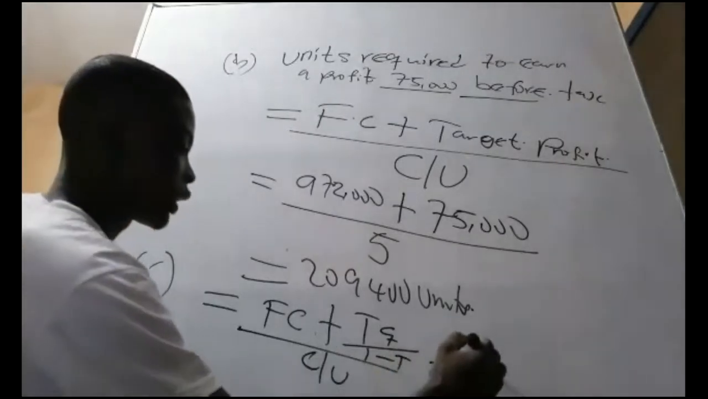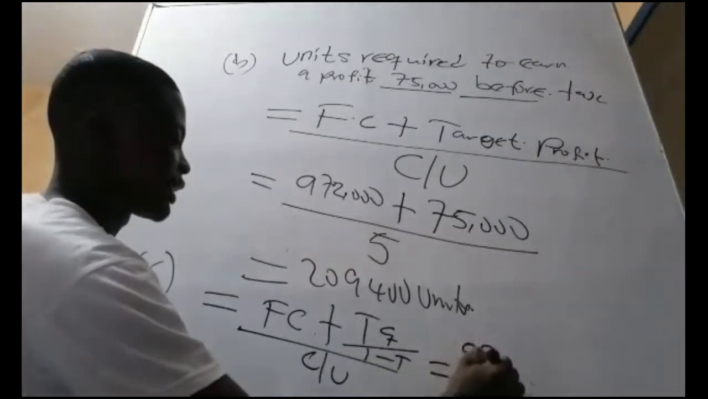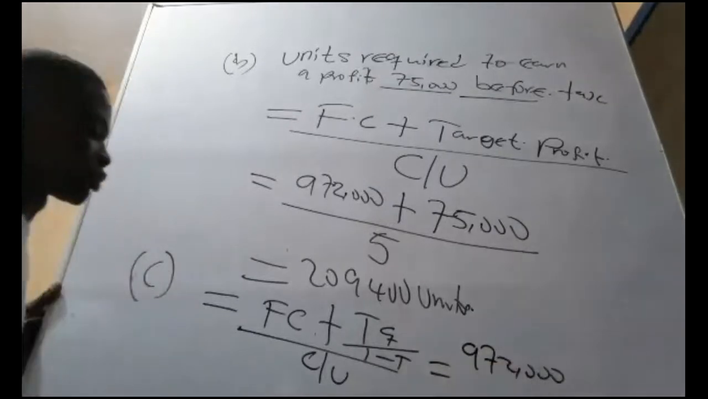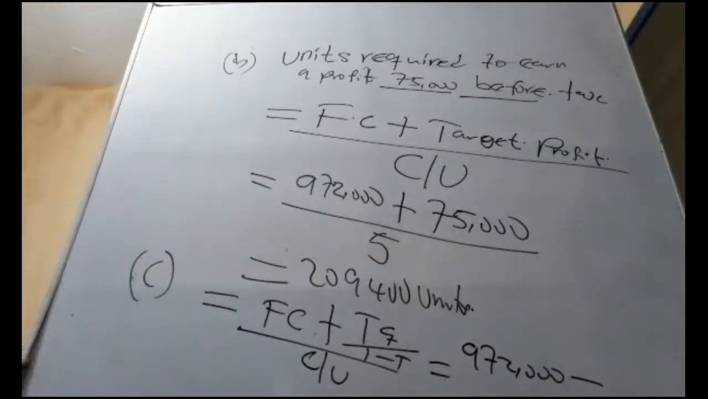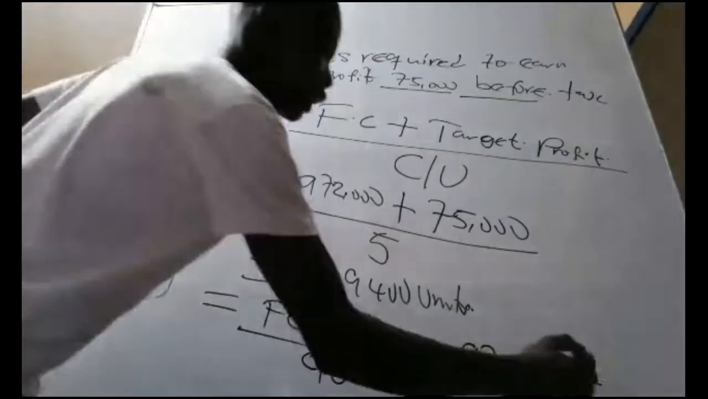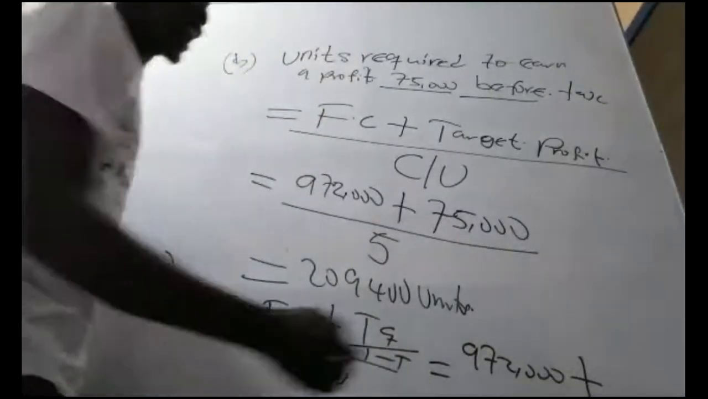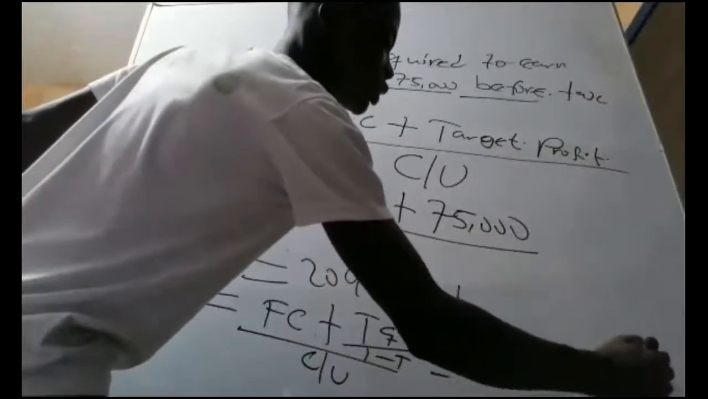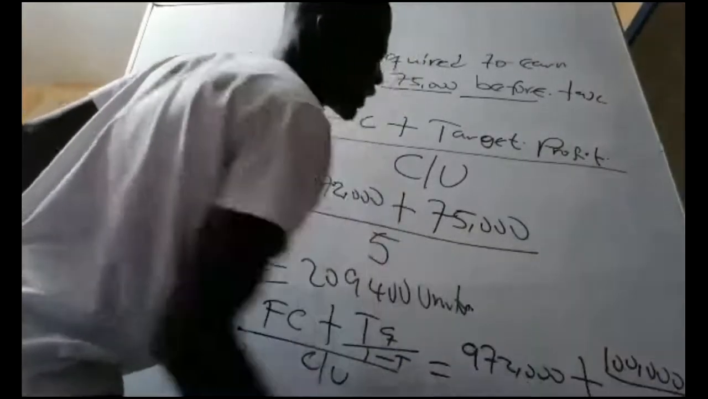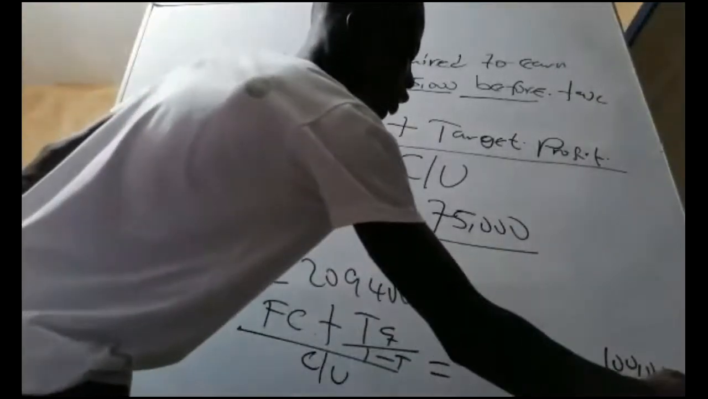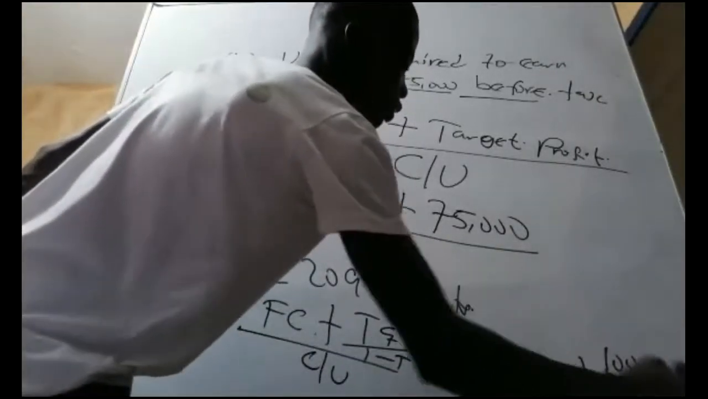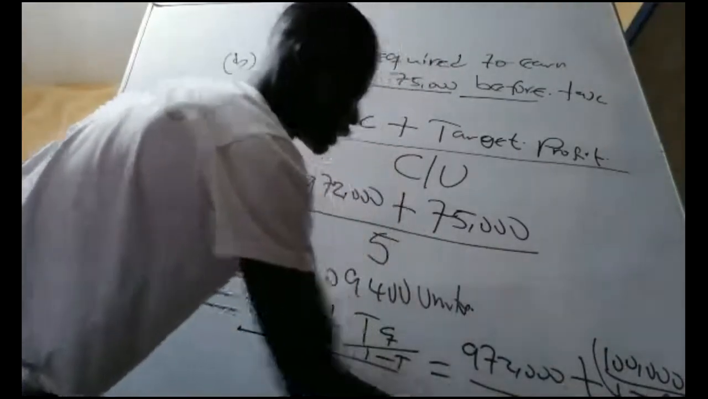So here it will be like this. Fixed cost is 972,000, plus 100,000, divided by, what's the tax rate? So 1 minus 0.4. Good, like this. All divided by 5 Ghana cedis.